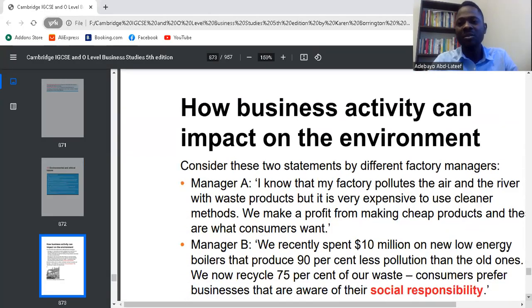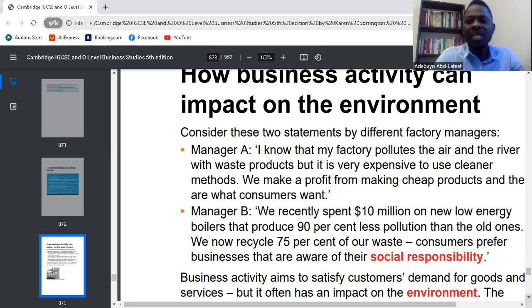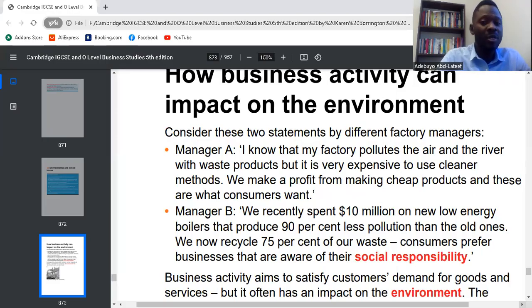How business activity can impact on the environment. Consider these two statements made by different factory managers. Manager A: I know that my factory pollutes the air and the river with waste products, but it's very expensive to use cleaner methods. We make a profit from making cheap products and these are what consumers want.